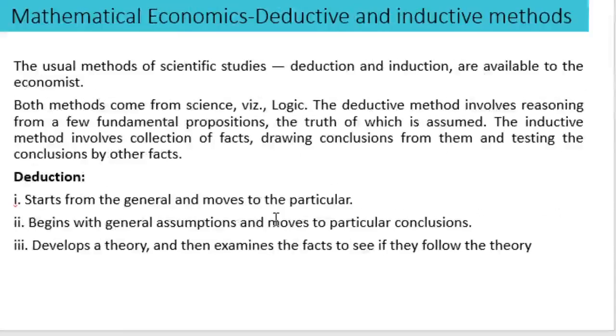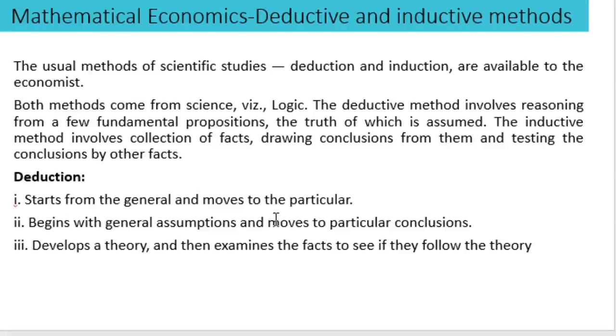Here, in this section, the methods of study used in mathematical economics are given. We use mainly two methods for deriving an economic theory and for testing. They are the deductive method and the inductive method, and both methods come from logic. The deductive method involves reasoning from a few fundamental propositions, the truth of which is assumed. The inductive method, on the other hand, involves collection of facts, drawing conclusions from them, and testing the conclusions.